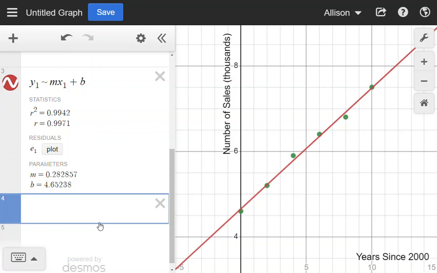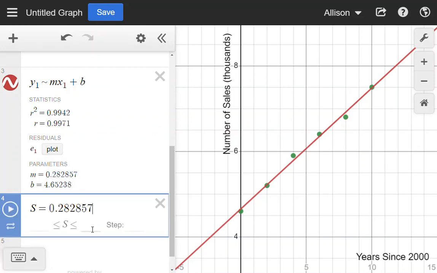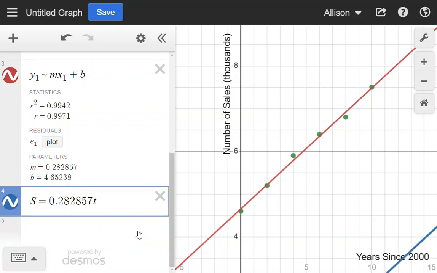Let's see, this is number of sales. So I'm going to call my equation S for sales equals M, this is my number for M, copy, times years. So I'll use T for years. I'm writing y equals mx plus b. I'm just not using the letters x and y because we're putting some letters in context. If you wanted to use x and y, that's fine. I'll write it with x and y in a moment. Plus b, this number. Okay.